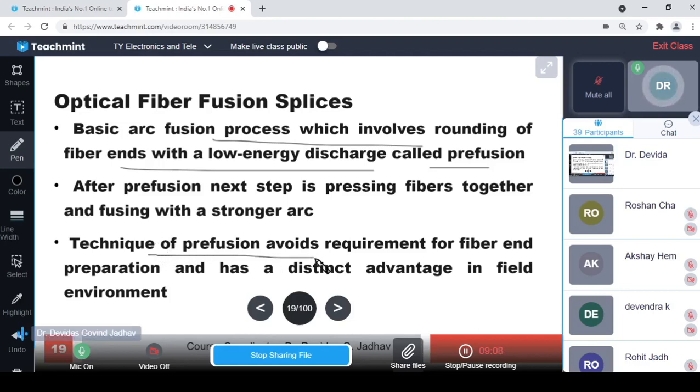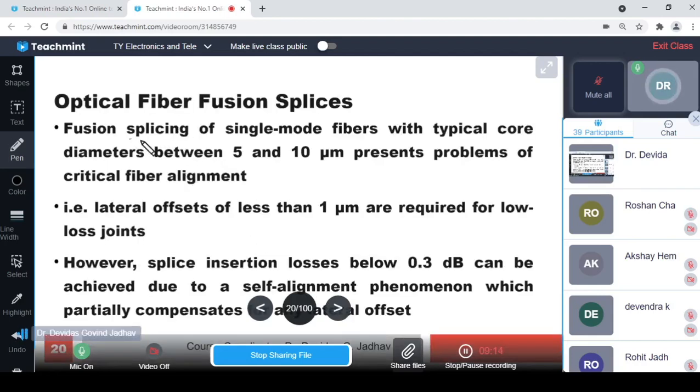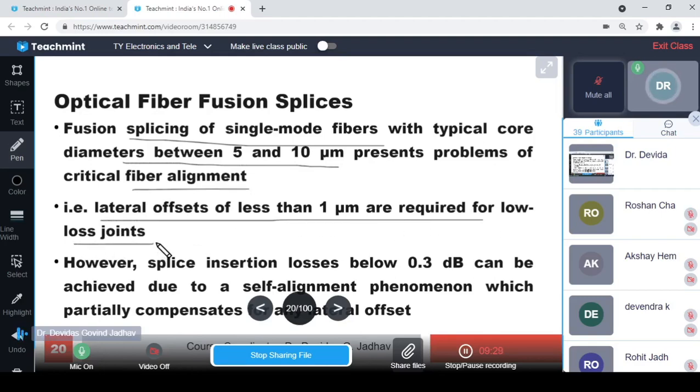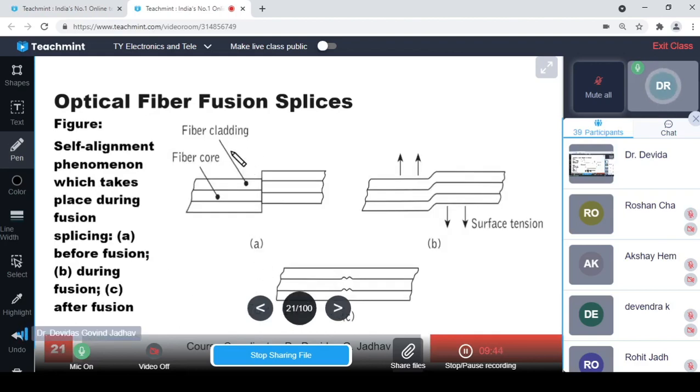This technique of pre-fusion avoids the requirement of end face preparation. This is the distinct advantage. And fusion splicing in single mode fiber, typically with a core diameter between 5 to 10 micrometer, presents a problem of fiber alignment, but nowadays automated machines are there, and lateral offsets of less than 1 micrometer are required for low loss joints. So the lateral offset is so accurate, it is adjusted to 1 micrometer. However, splice insertion losses below 0.3 dB can also be achieved with the self alignment phenomenon, and this self alignment is a physical property of the material, that is surface tension.